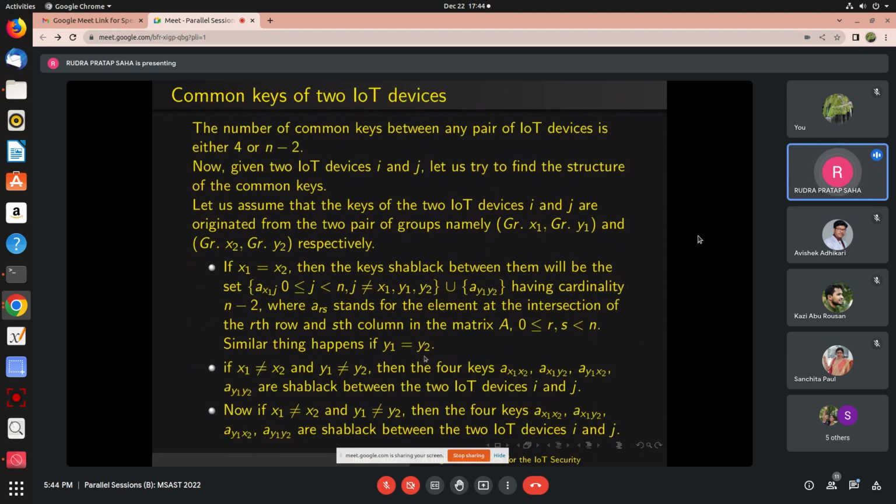And now we find the common keys between 2 IoT devices. The number of common keys between any pair of IoT devices is 4 or n-2. Given 2 IoT devices i and j, we find the structure of the common keys. Let i lie in group x1 and group y1, and j lie in group x2 and group y2. If x1 equals x2, then the common keys are A x1 x2 union A y1 y2 having cardinality n-2. If x1 does not equal x2 and y1 does not equal y2, then these are the common keys between the 2 devices. And in the other cases, these are also common keys.